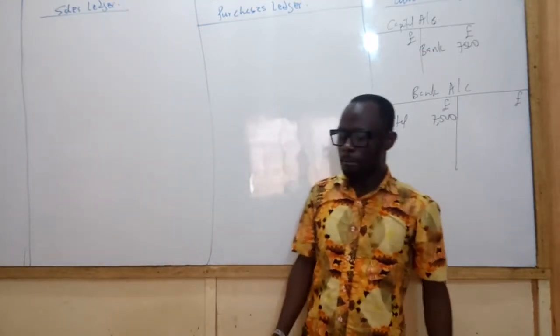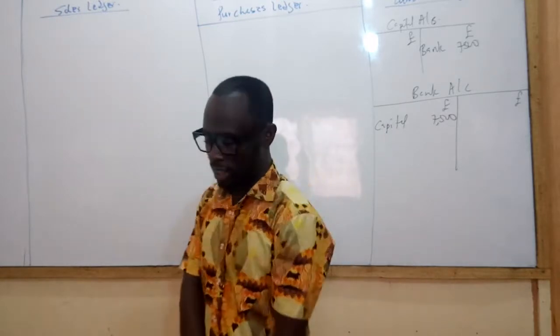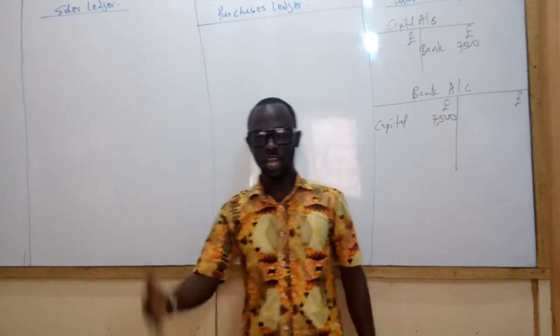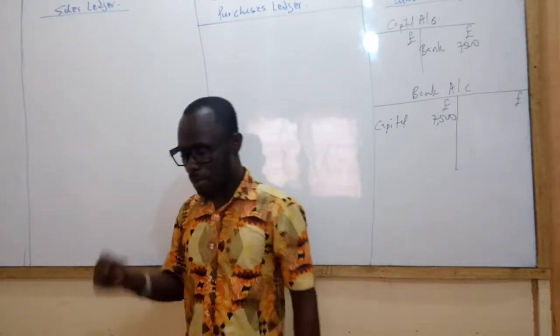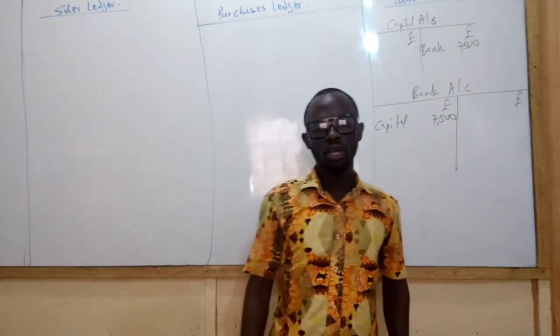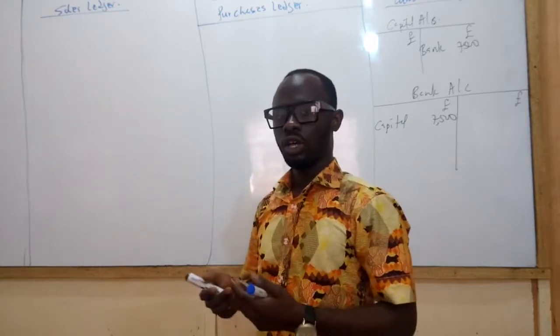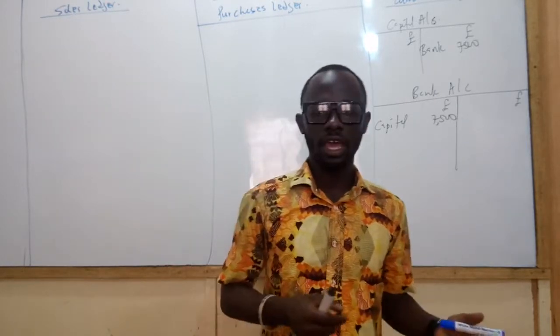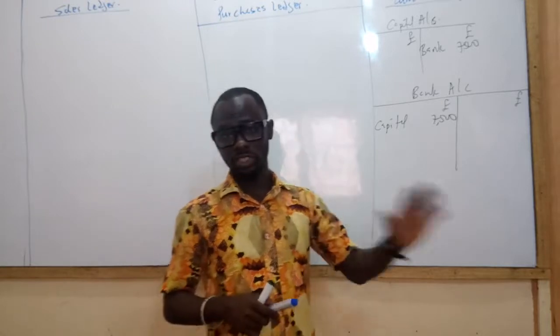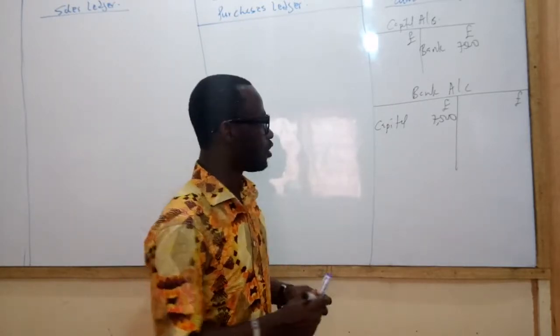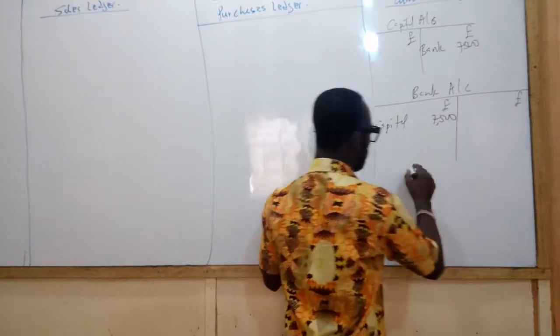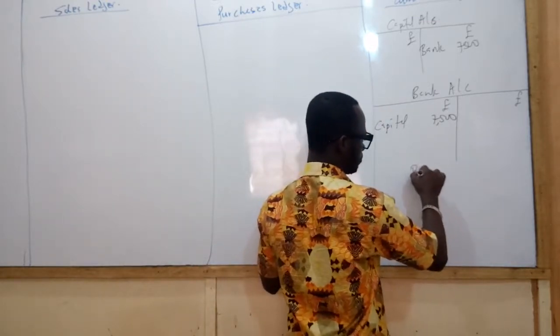Second, May bought goods, £1,000 paying by check. So if we bought goods and we use check to pay, that means what? Purchases account. And purchases account is also entered in where? The general ledger. So we're going to open purchases account.